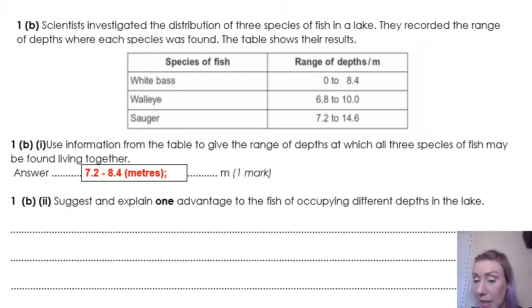You could have given the difference. You're allowed to take 7.2 from 8.4 and give the difference as well.